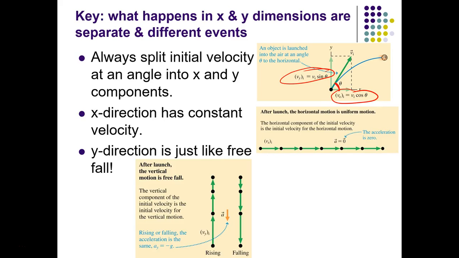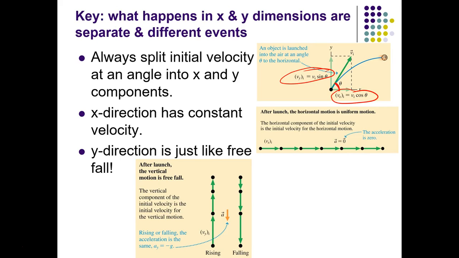In that x direction, we have constant velocity. So once we figure out what that x velocity is, it is going to be the same the entire time. There's no acceleration in the x direction. We're saying, you know what, air resistance, for the purpose of this class, really doesn't make much of a difference, especially with small objects. The y direction, on the other hand, after you find that y velocity, behaves very much as free fall does, because the only acceleration is the acceleration due to gravity.